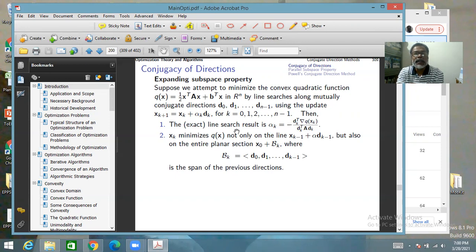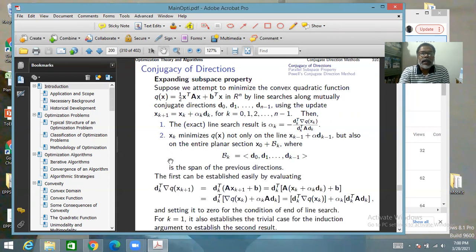And the second is that this xk actually has minimized the function not only along the direction of the current line search, but over the entire subspace that has been traversed through all these line searches along these directions. This is the expanding subspace property. Okay. So this is important. The first one is easy, which we have already seen earlier in the context of other gradient-based methods.